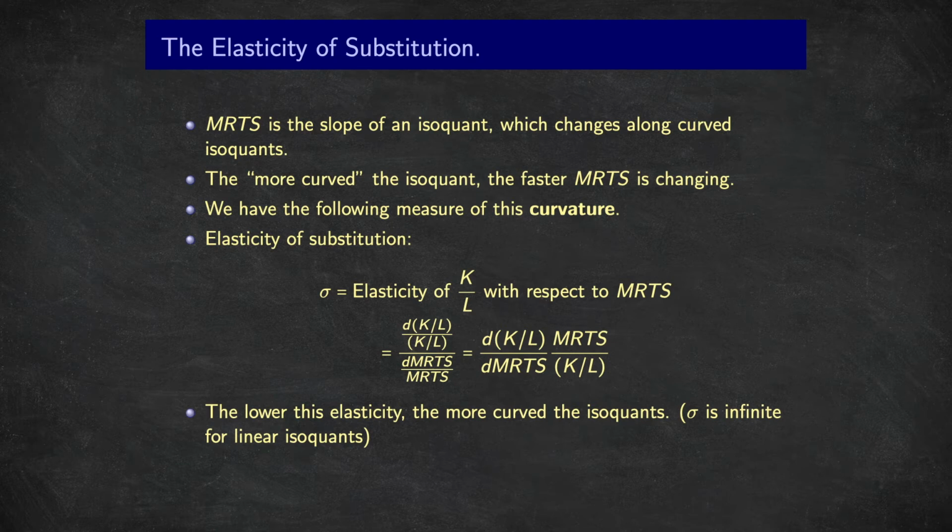So we've seen elasticity formulas before. We know how to take the elasticity of y with respect to x. Well, here we're taking the elasticity of K divided by L, with respect to the marginal rate of technical substitution. The lower this elasticity is, the more curved the isoquants are. For instance, if sigma, which we'll use to denote this elasticity of substitution, is very high, the isoquants are really not very curved at all. And in the limiting case, where sigma is infinite, we're talking about perfectly linear isoquants.